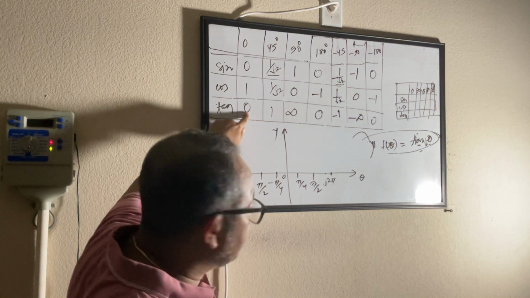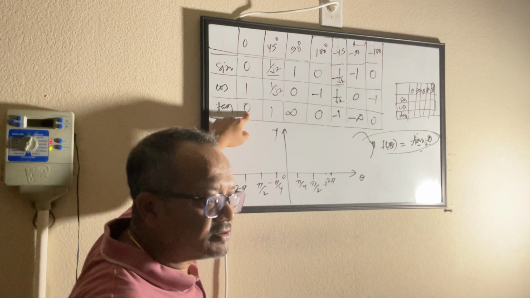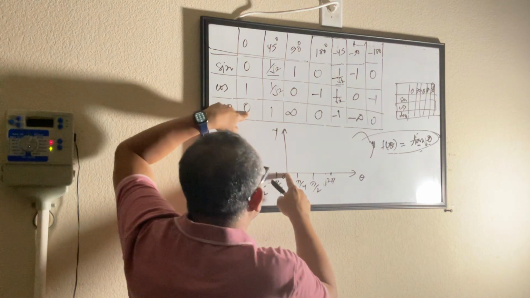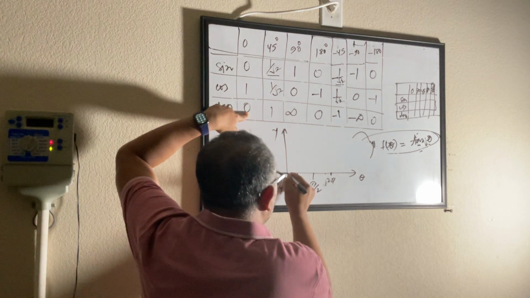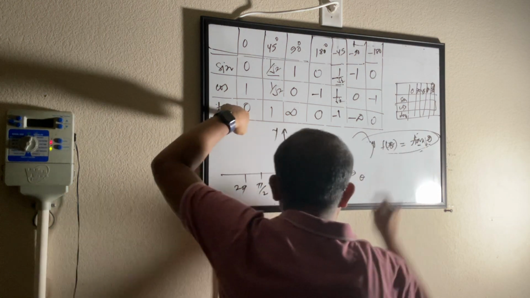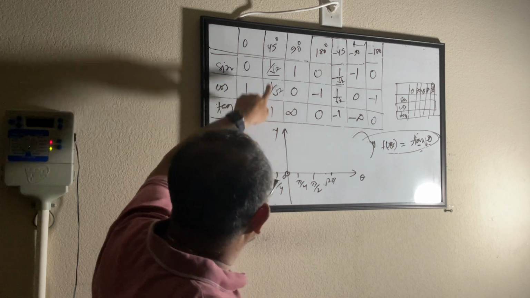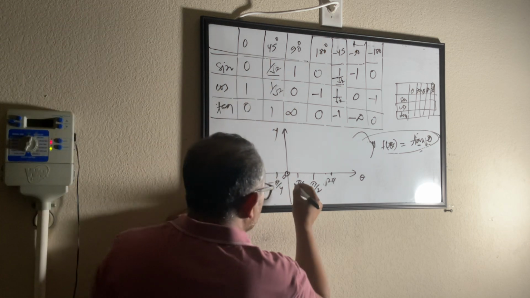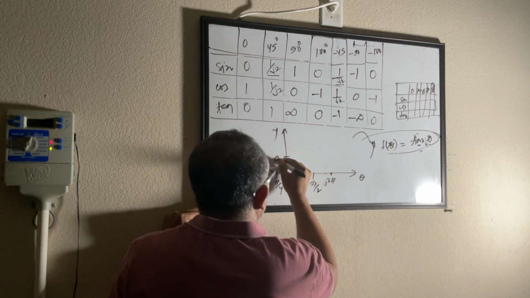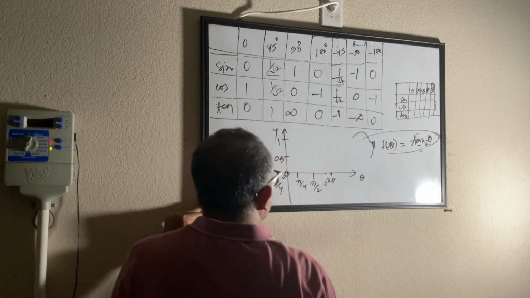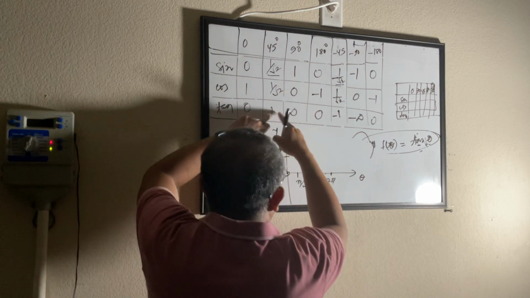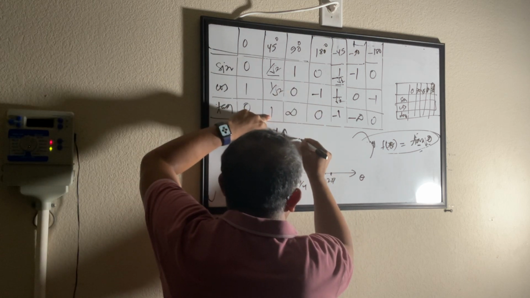Now, when you see here, tan 0 is 0. Meaning when the angle is 0, y value is 0. When angle is 45 degree, let's say this is 0.5 and this is 1. When pi by 4, meaning 45 degree, it is 1.